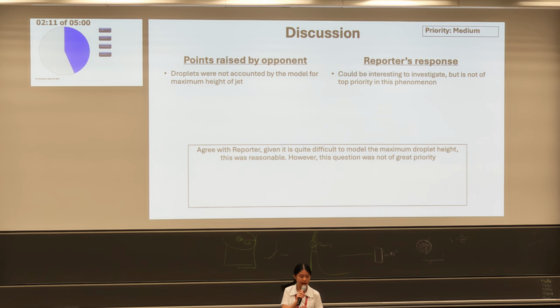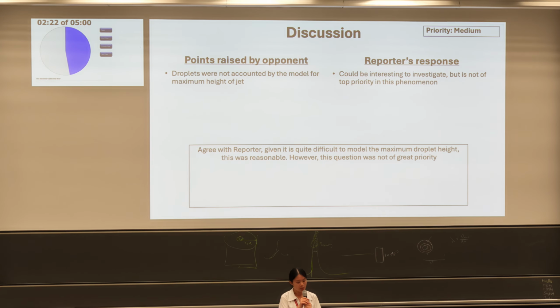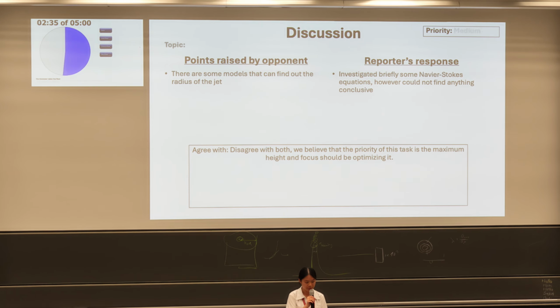On to the discussion analysis. So first of all, the first point raised by opponent was droplets were not accounted by the model for maximum height of the jet. The reporter's response was, this could have been interesting to investigate, but it's not of top priority in this phenomenon. We agree with the reporter, given it is quite difficult to model the maximum droplet height. This was reasonable. However, this question was not of great priority.